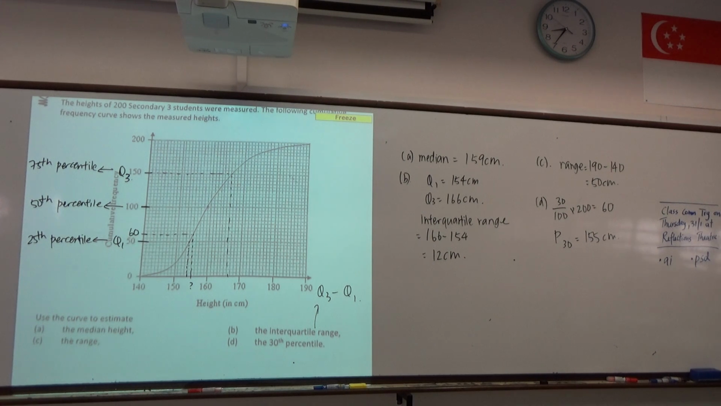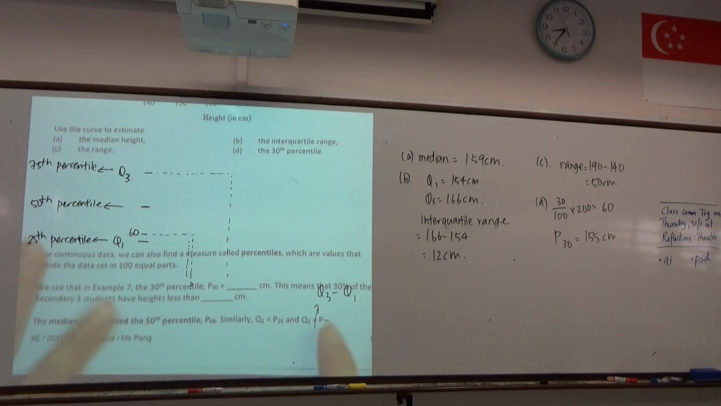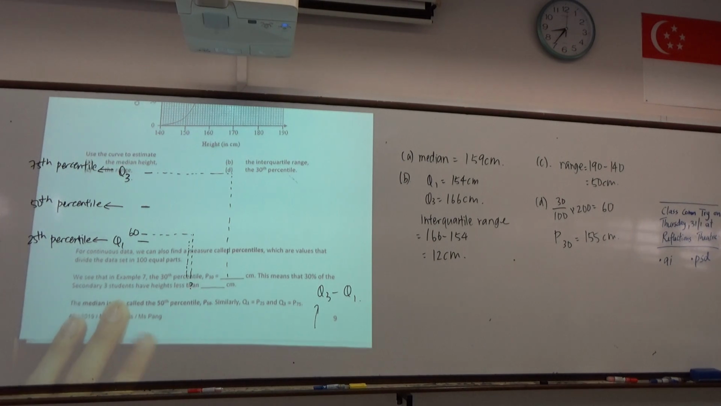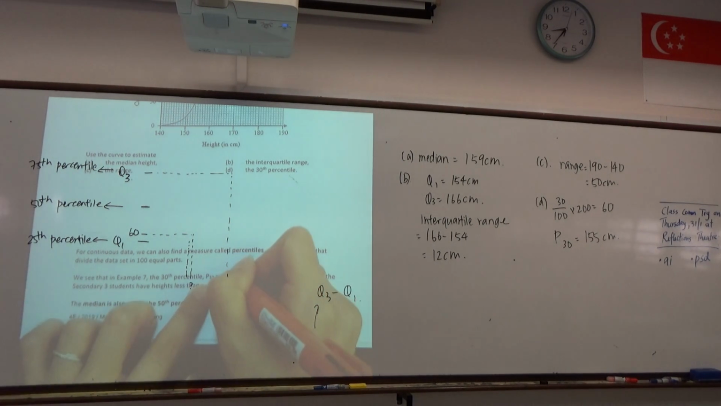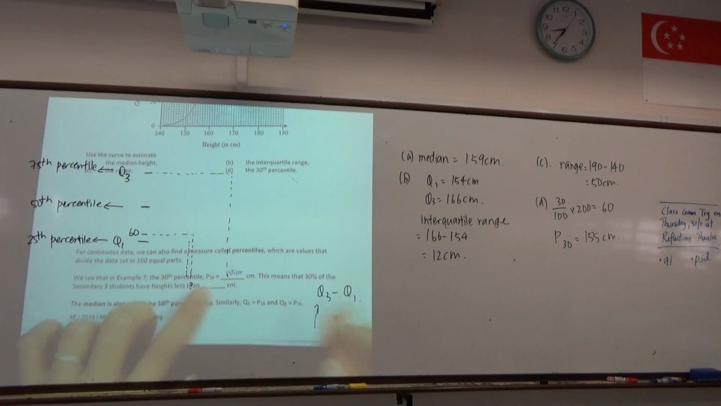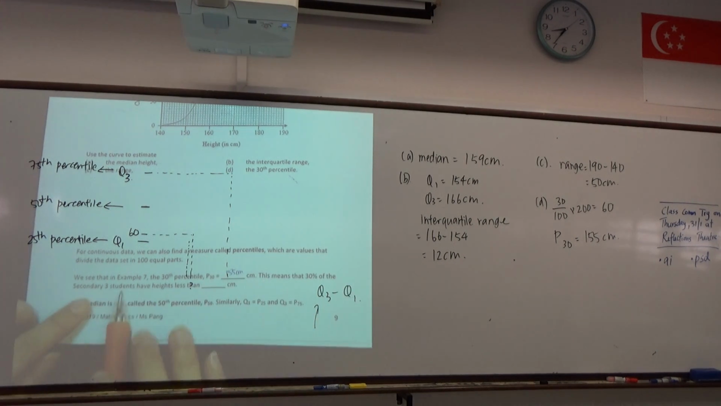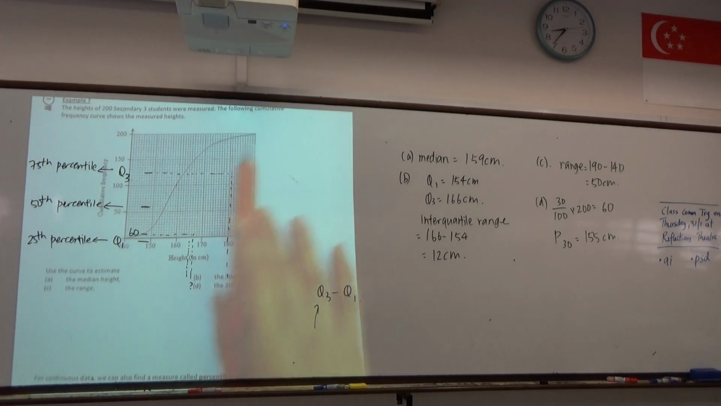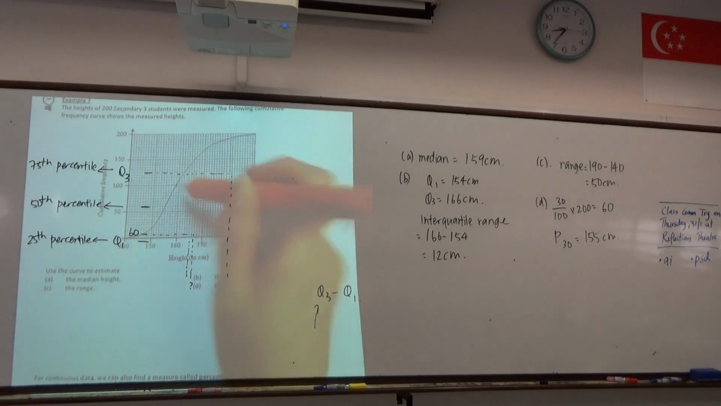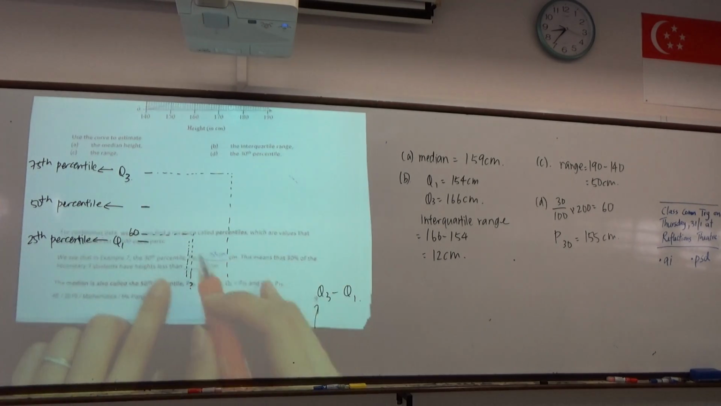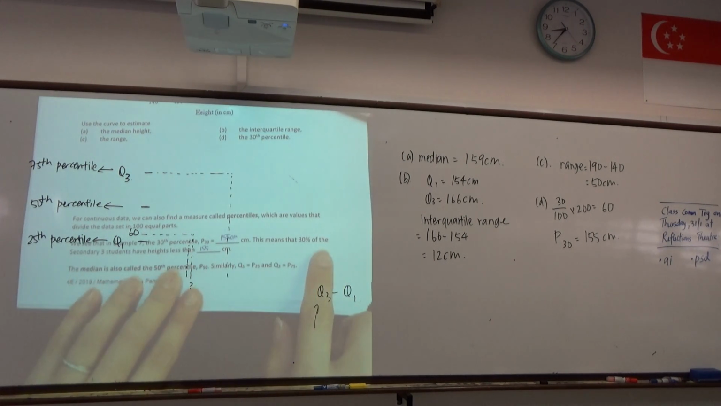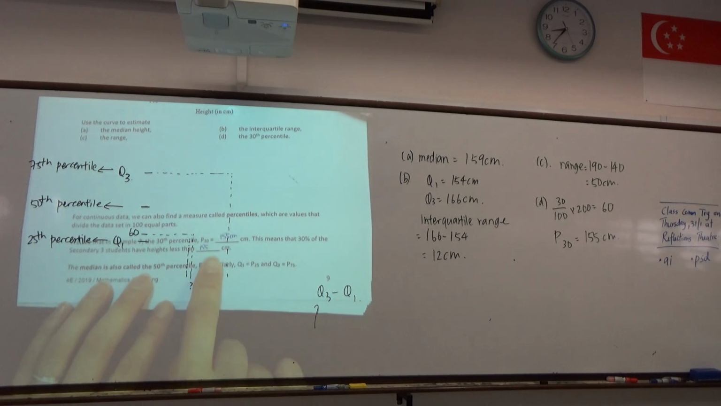So what does percentile actually mean? In this case, the 30th percentile we have found to be 155 cm. What it means is that 30% of the Secondary 3 students have heights less than 155 cm, because it is consistent with our understanding of a cumulative frequency curve, whereby the values refer to less than. So 30% of the students have heights less than 155.